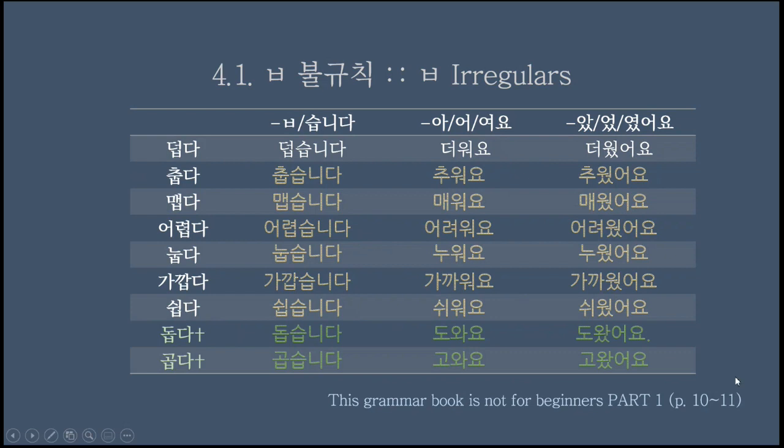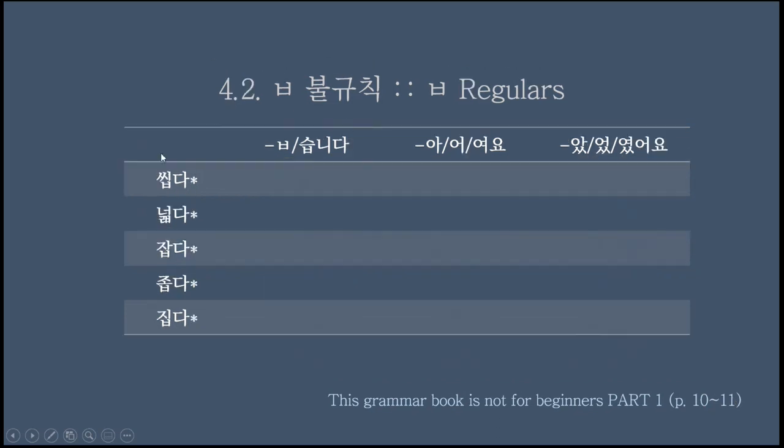Very good, everyone. So if you want more challenges, please visit page 10 to 11 in my textbook, part 1. But you have to be careful because they are regular verbs with 비읍 받침. Okay? 자, this is regulars. 씹다, 씹습니다. I chew. 넓다, 넓습니다. Something is wide. 잡다, 잡습니다. I grab. 좁다, 좁습니다. Something is narrow. 짚다, 짚습니다. I pick up something.